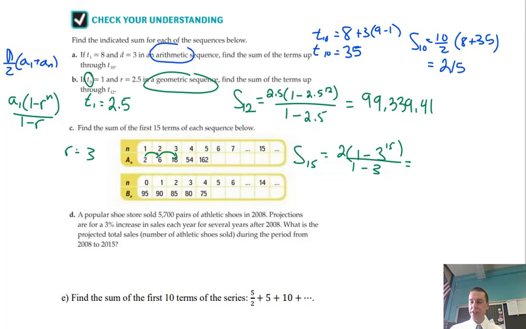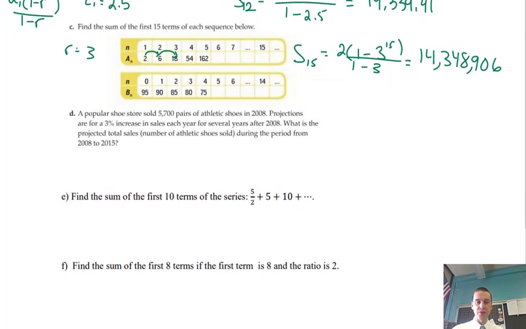Plug it in your calculator. Take the time to do it. Pause it if you need to. Make sure you get the correct answer. 14,348,906. We're going to skip the next table.